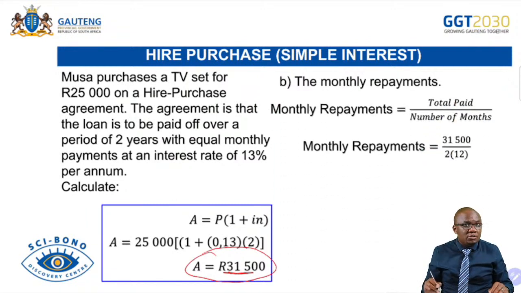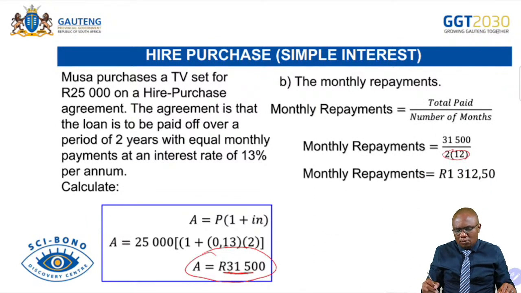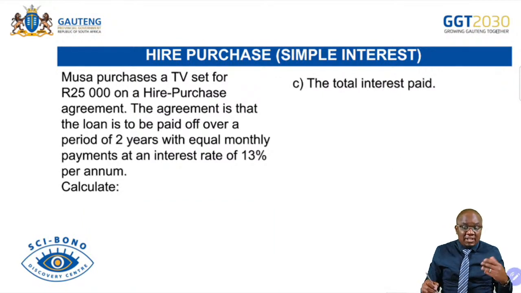So not 36, 36 is 3 years, into 24 parts. 2 times 12, that's 24. And then you get 1,312 rand and 50 cents. Okay? All right. But in real life, if you go to shops, they'll tell you, oh, pay 10% deposit.